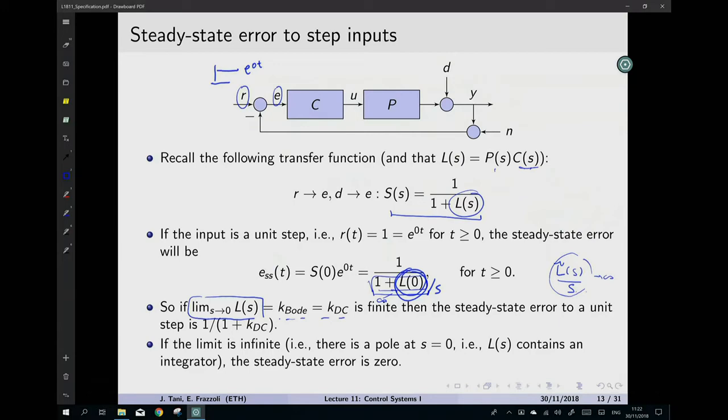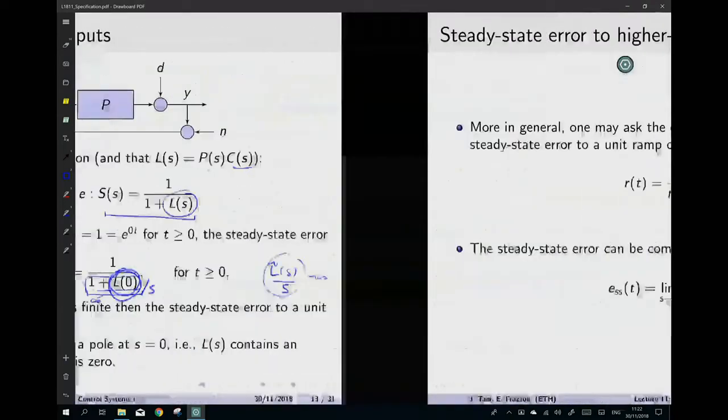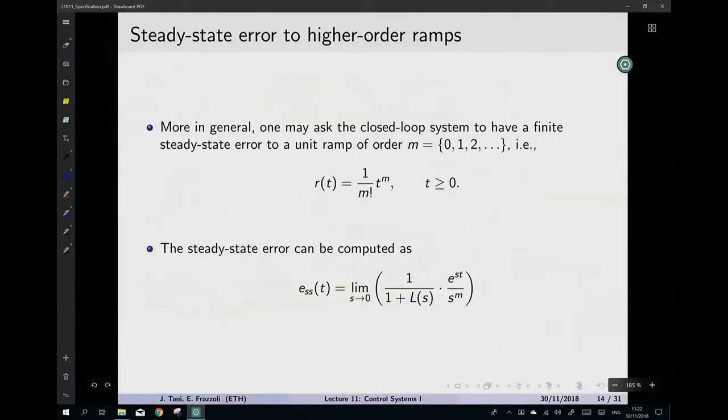Here in the general case, if we look at a constant, we see that we can reduce the steady state error by increasing the DC gain of our system, but we can't really make it 0 unless we add a pole to the open loop system, a pole in 0.